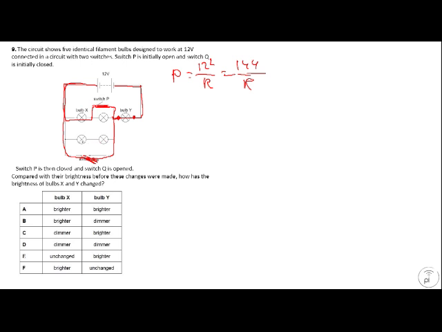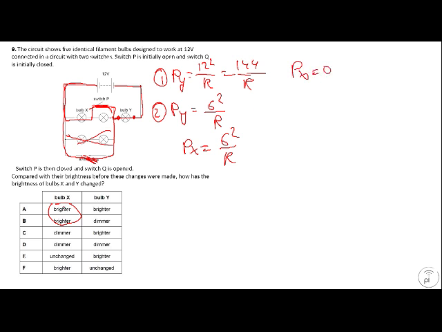It will not go this way. Here it will be X and Y. So here Py, it's the first case. In the second case, Py is 6 squared divided by R. It is dimmer than it was, and Px is now 6 squared divided by R also. It is brighter. So X is brighter because at the beginning, in the first case, Px was 0. Px is brighter, Py is dimmer. So the answer is B. X is brighter, Y is dimmer.